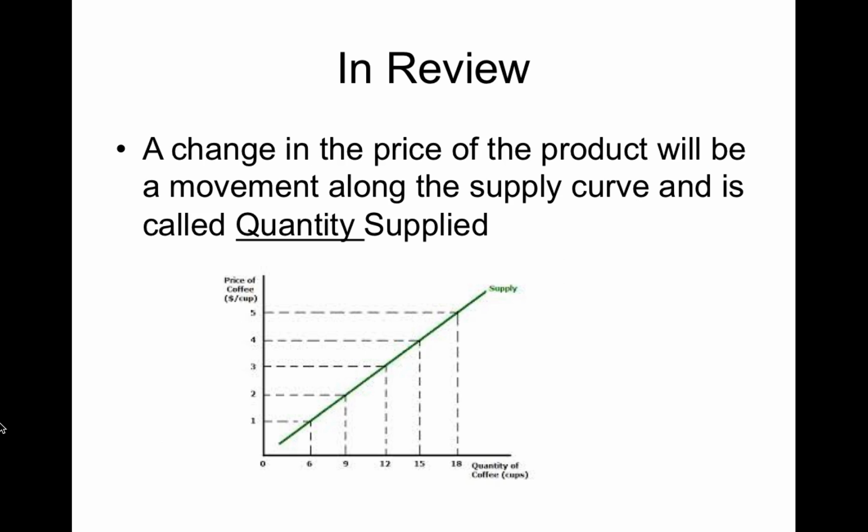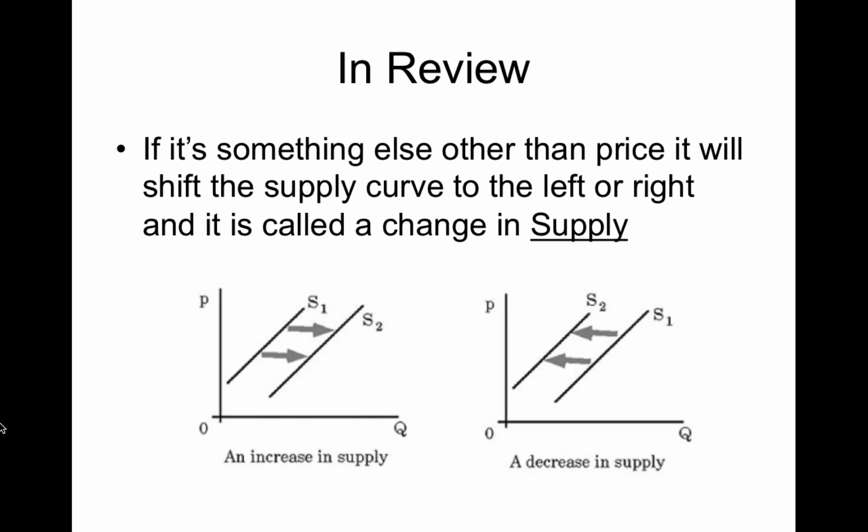All right. In review, a change in the price of the product will be a movement along the supply curve and is called quantity supplied. Again, same concept as demand. Sorry for harping on it so much, but you just got to know that. And if it's something other than price, it'll be a shift in the supply curve, either to the left or to the right, and that is called a change in the supply. And it's going to be because of tigers, one of those other shifters that will shift it.